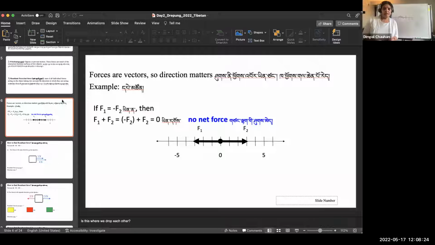So F1 and F2 are equal and opposite. That means their value will be same, but the direction is different. So F1 is in this direction, F2 is in this direction. So can I write it like this?